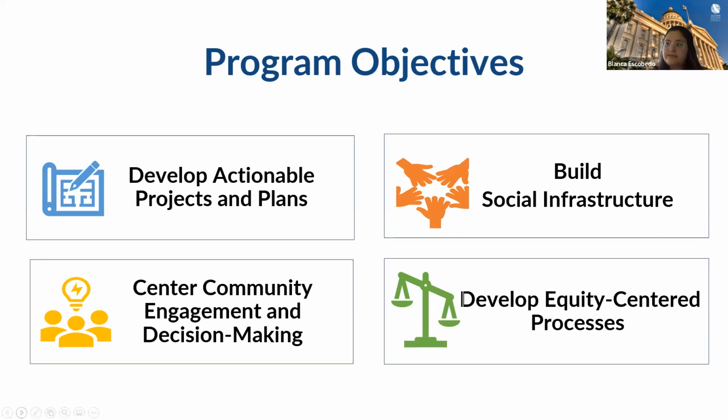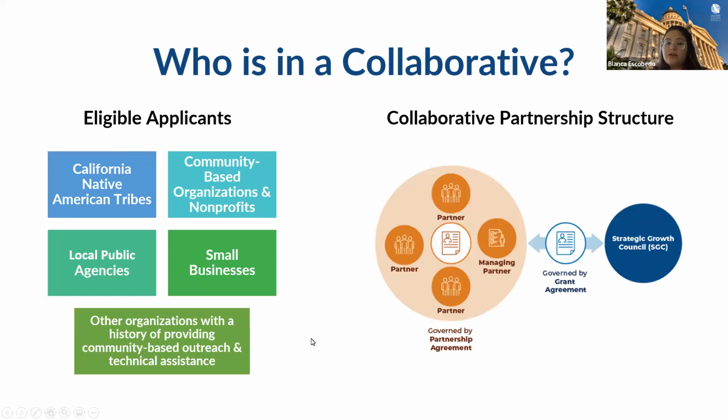Next slide, please. So there are various eligible applicants that can be in a collaborative and submit an application. Eligible applicants include California Native American tribes, community-based organizations and nonprofits, small businesses, local public agencies, and other organizations that have a history of providing community-based outreach and technical assistance.